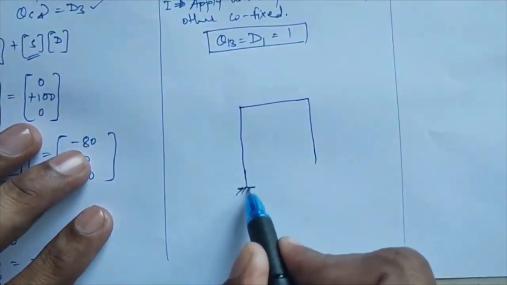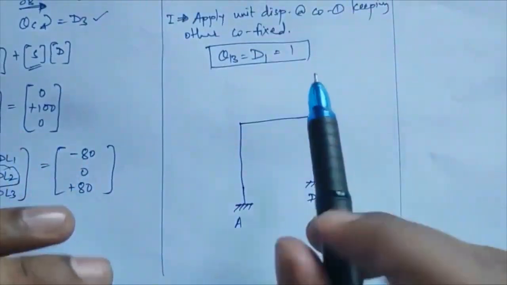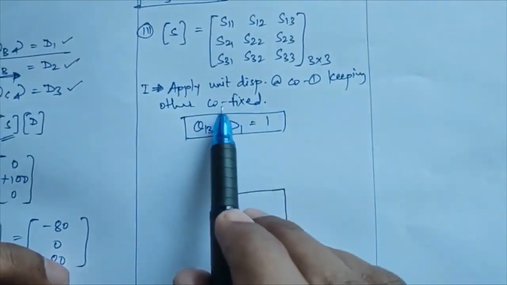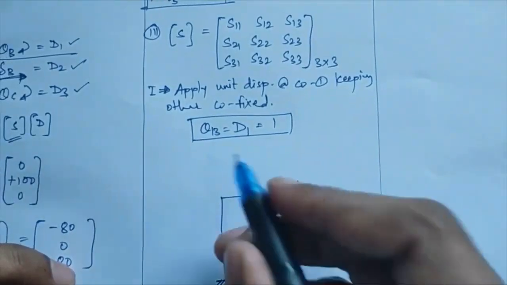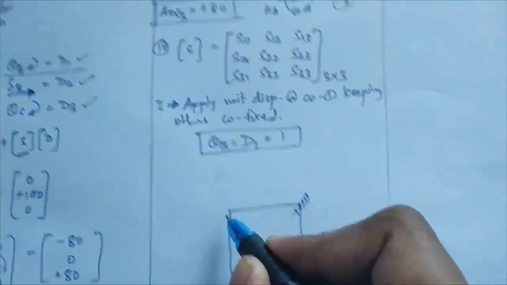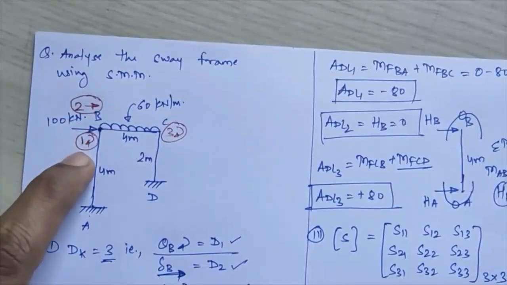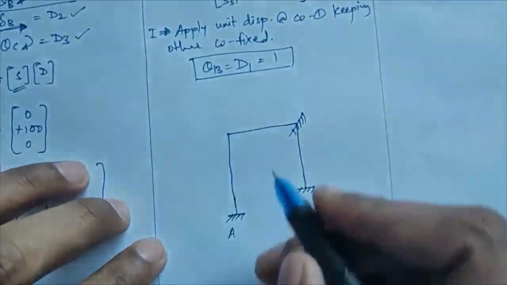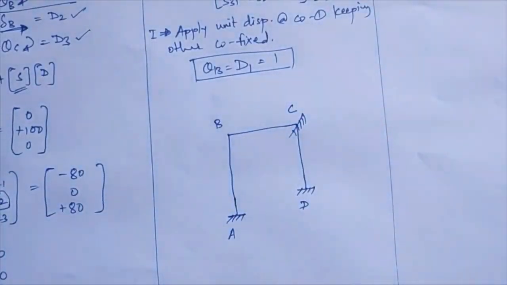This is my joint A, which is already fixed. D is also already fixed. What you have to do is release your coordinate 1 and fix the other coordinates. So the other coordinate is your 3 here, and you have to fix the joint B just for the second coordinate, that is for the horizontal swing, and keep it released for rotation. So here that will be your joint B, and here I am having joint C, right?